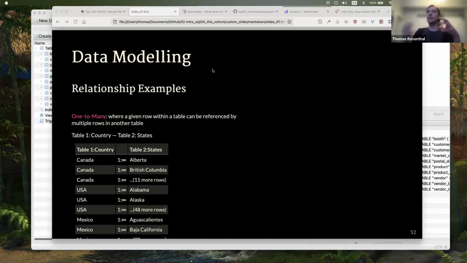One-to-many is where a given row within a table can be referenced by multiple rows in another table. So it's country to states. Table 1 is country, Table 2 is states. Canada has 13 provinces and territories, right? Alberta, British Columbia, et cetera. So in the province or states table, we're going to have 13 rows associated to the one row in the country. Same thing for the US, 50 states. Same thing for Mexico, 32 states. Sorry, it seems my last row got cut off there.